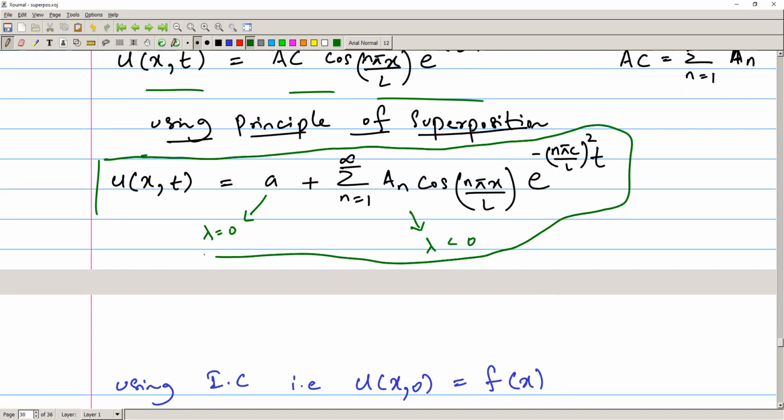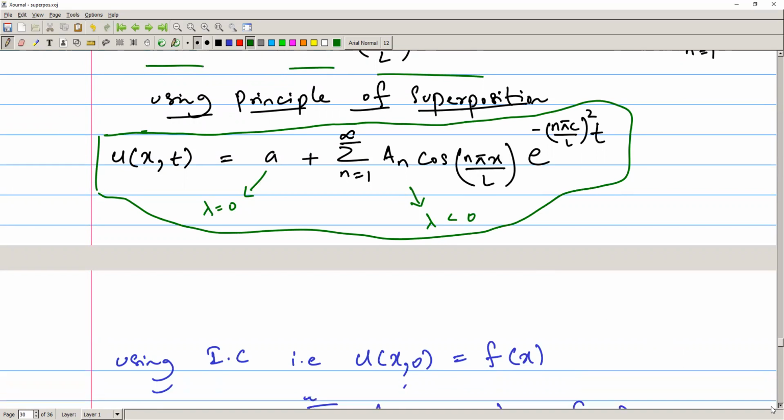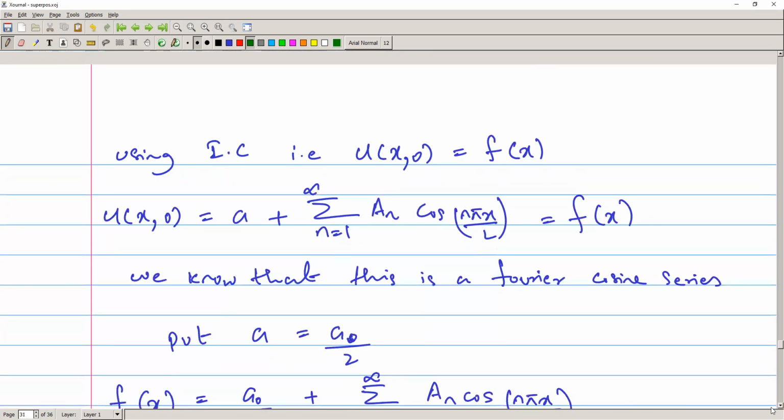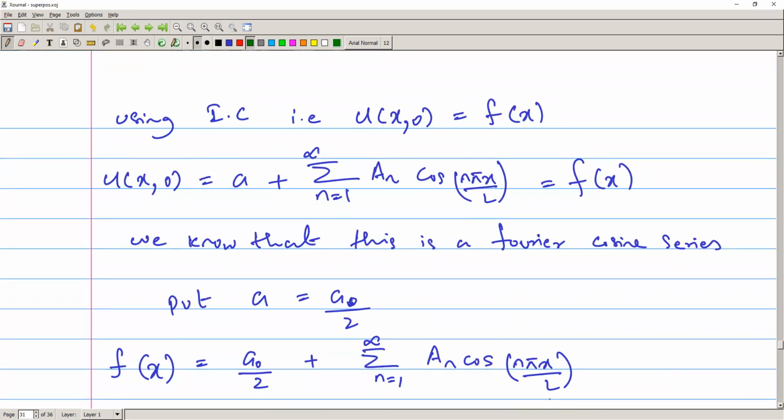Now we will apply the initial condition to get the particular solution. So let's say the initial condition is given as u of x comma 0 is equal to f of x. So u of x comma 0 is equal to a plus sigma n equals 1 to infinity a n cos n pi x over L. E to the power 0 will be 1. So this is equal to f of x. And we can see that it is a Fourier cosine series. So we can apply the half range Fourier cosine series to find f of x.